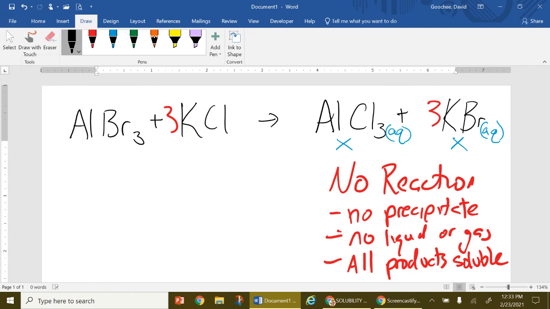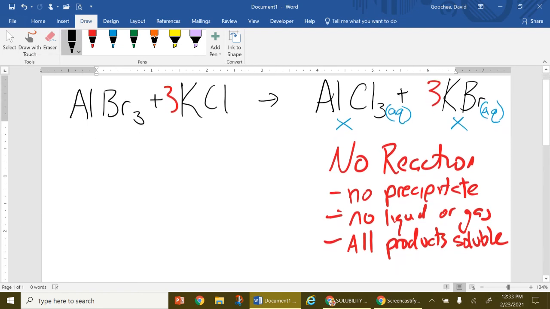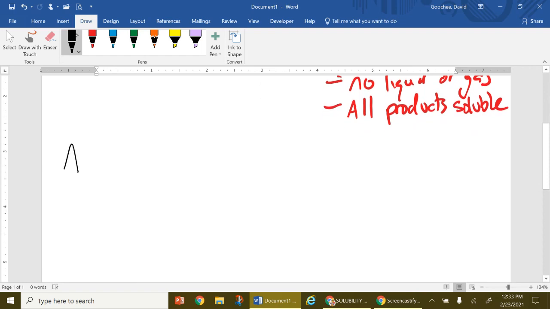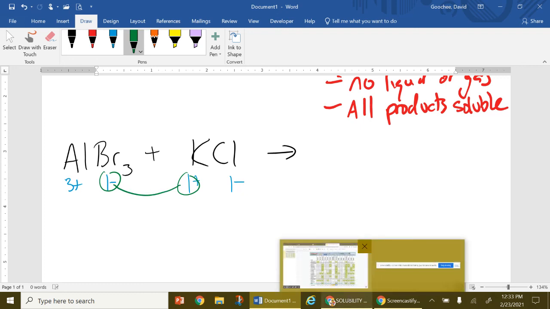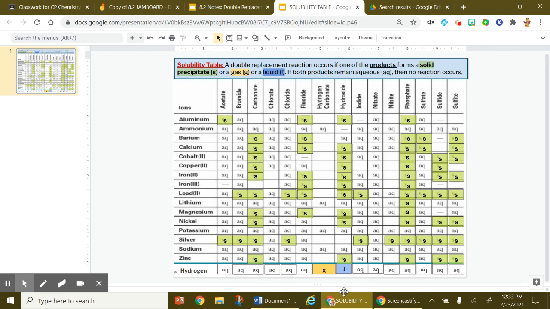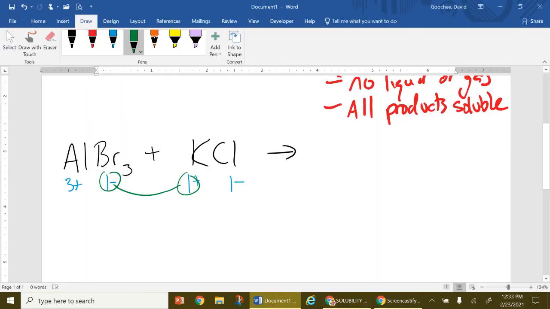In fact, it's possible to shortcut all of the crisscrossing and balancing you would have to do. Like if I just gave you AlBr3 plus KCl, and I asked you to solve this problem, well, you would identify the charges. Aluminum is 3 plus, bromine is 1 minus, potassium is 1 plus, chloride is 1 minus. And you're like, okay, I'm going to combine the potassium and the bromide. But before you even do it, you can go to your solubility table and look up potassium and bromide. This doesn't give us a reaction. All right, and then you can do the other one.